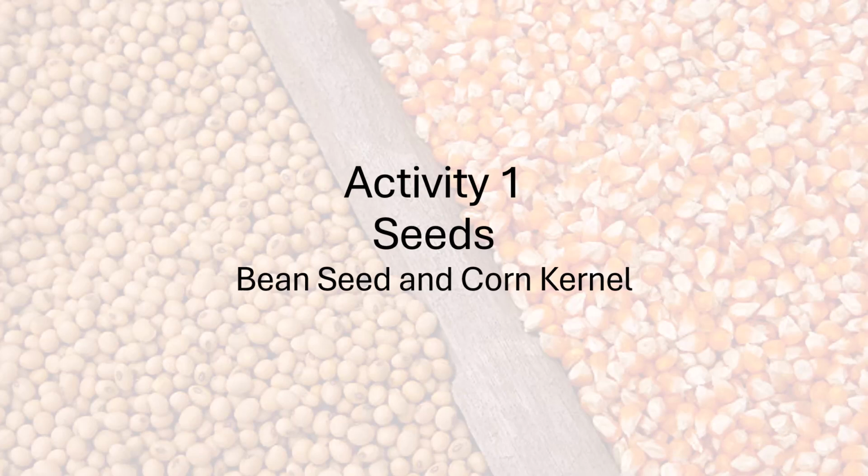In this activity, you'll examine the structure of two different seeds, a garden bean and a corn kernel. The bean represents a Eudicot seed, while the corn kernel represents a Monocot seed. By examining both, you'll be able to compare how nutrients are stored, how the embryo is organized, and how Monocot and Eudicot seeds differ in structure.